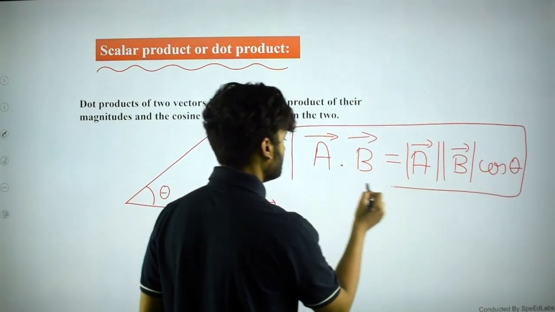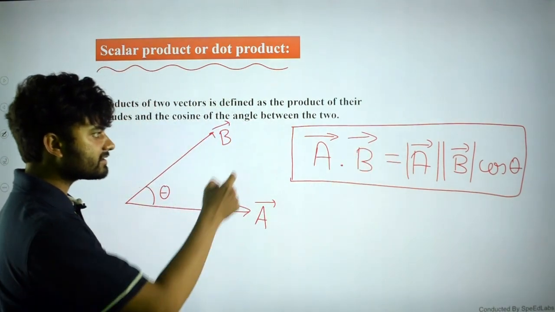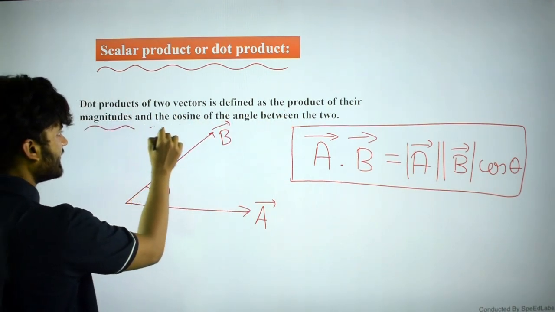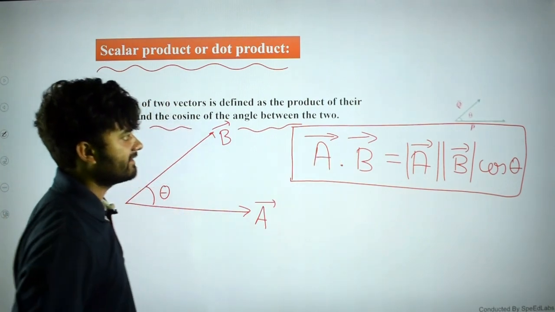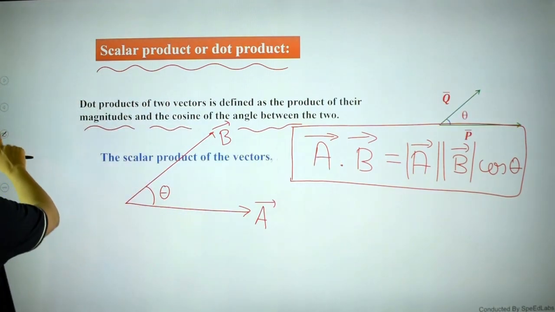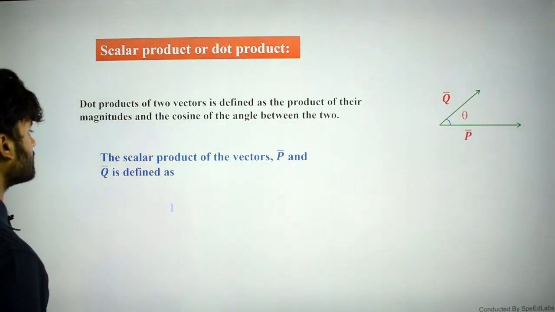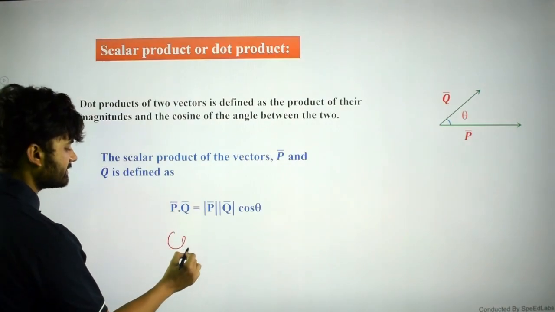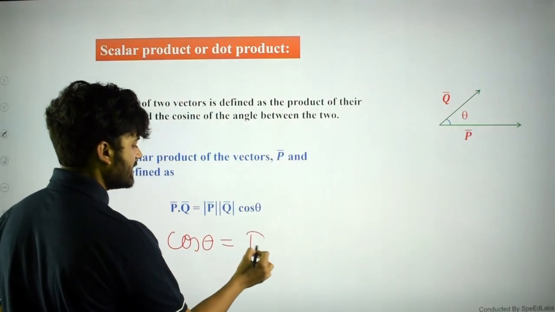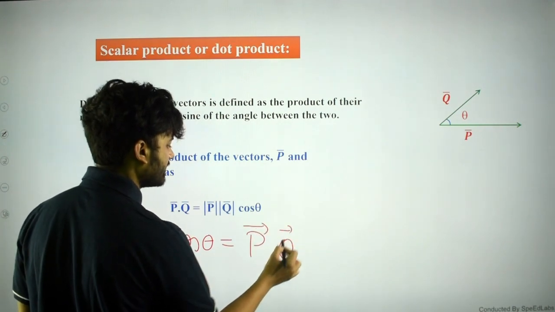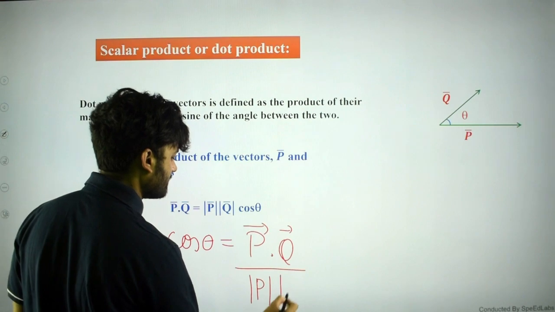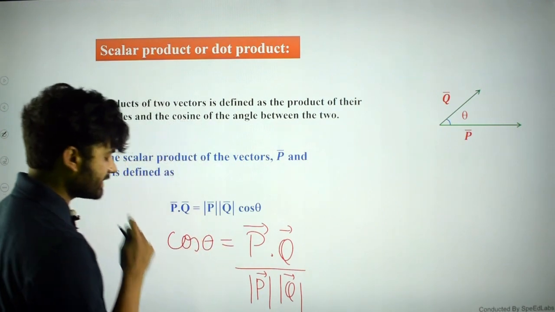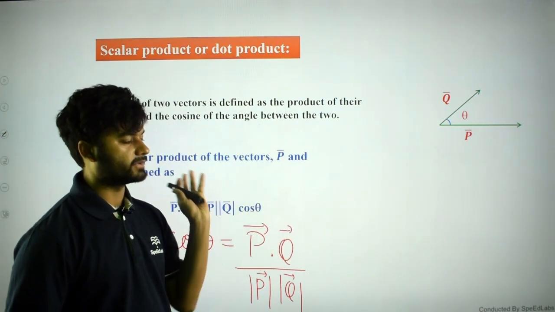In the dot product, always remember cos theta comes. The dot product of two vectors is defined as the product of their magnitudes and the cosine of the angle between them. Now the scalar product of two vectors, let's say P and Q, is like this. And how can we find the angle between them? cos theta is equal to P vector dot Q vector upon mod of P vector and mod of Q vector, where mod is the magnitude. So this is how you can also calculate the cosine of theta. This is all about the dot product.